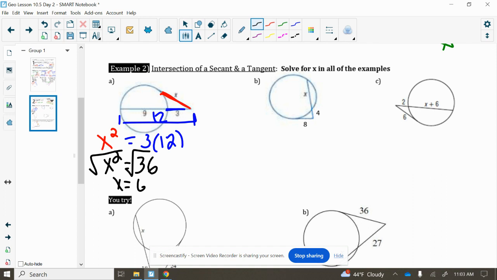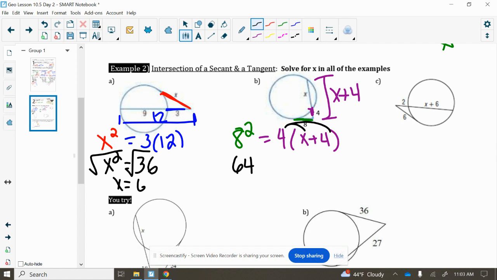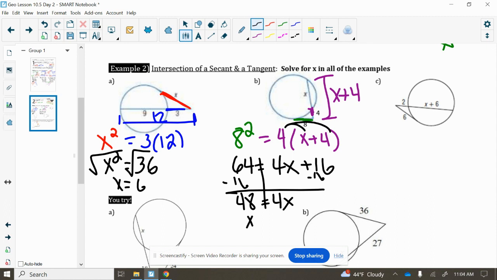On the second example, we have on the outside our tangent segment is 8. So that's squared. And then we're going to equal outside, which is 4, times the whole thing, which is going to be x plus 4. So we end up with 8 squared, which is 64, and then distribute. 4 times x is 4x. 4 times 4 is 16. Subtract the 16 over. We end up with 48 equals our 4x. Divide by 4. X is 12.